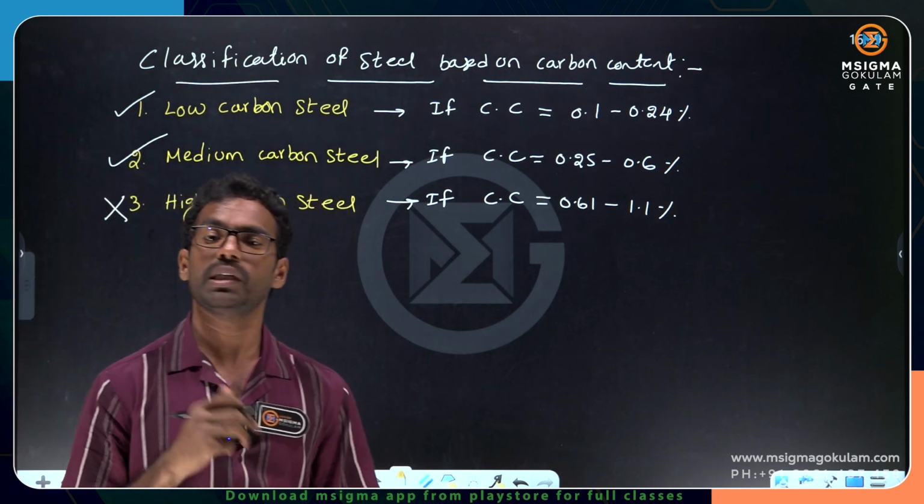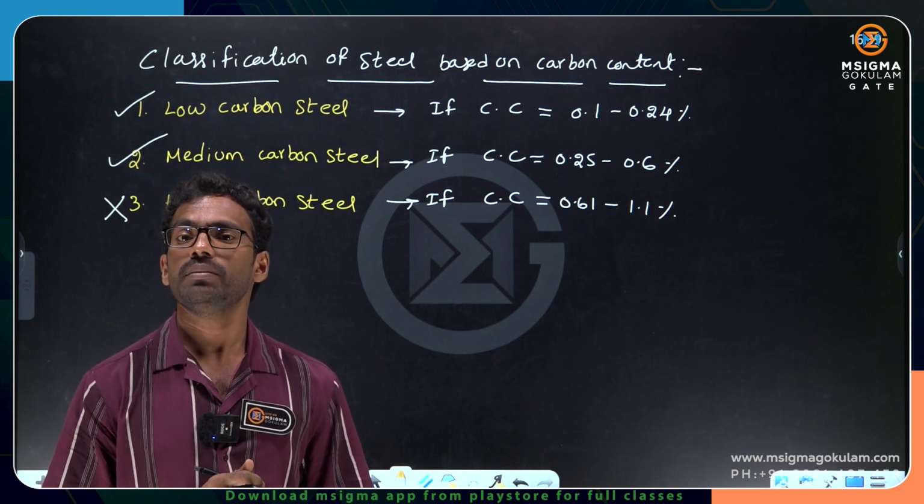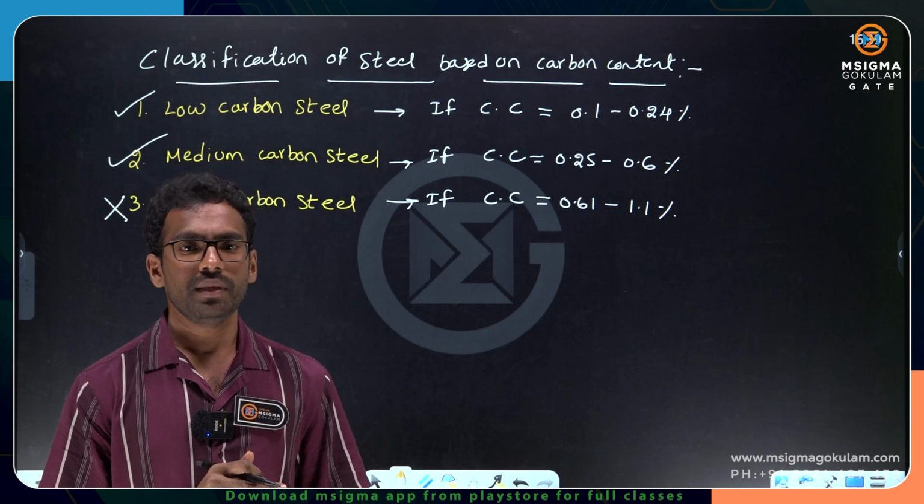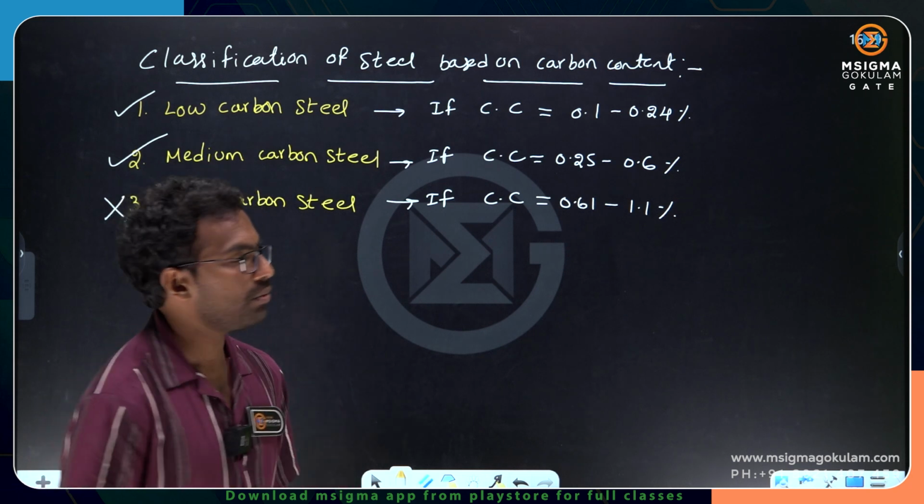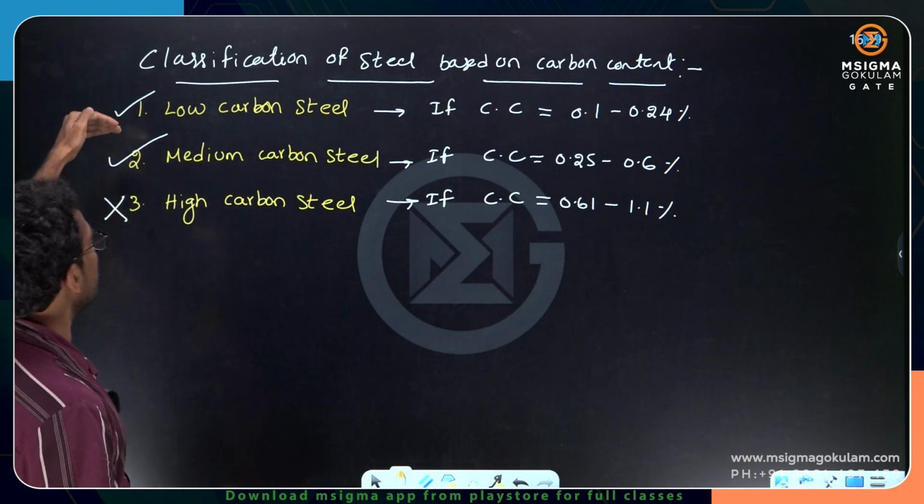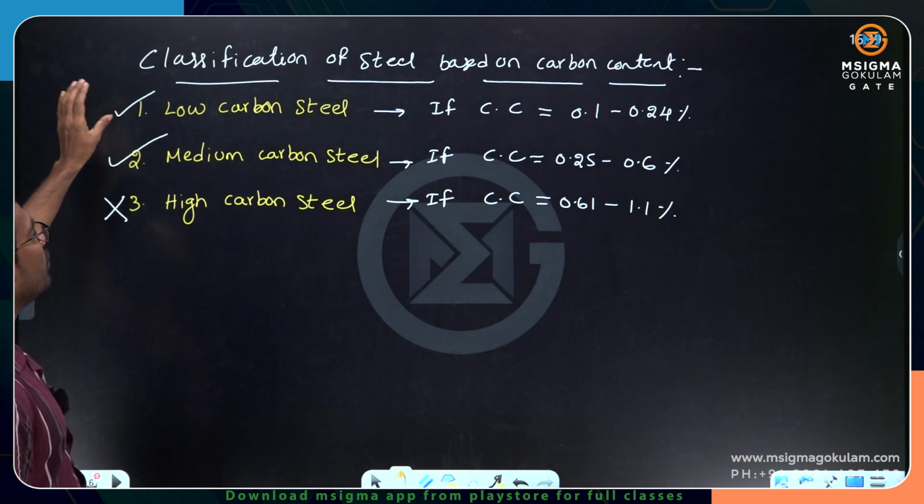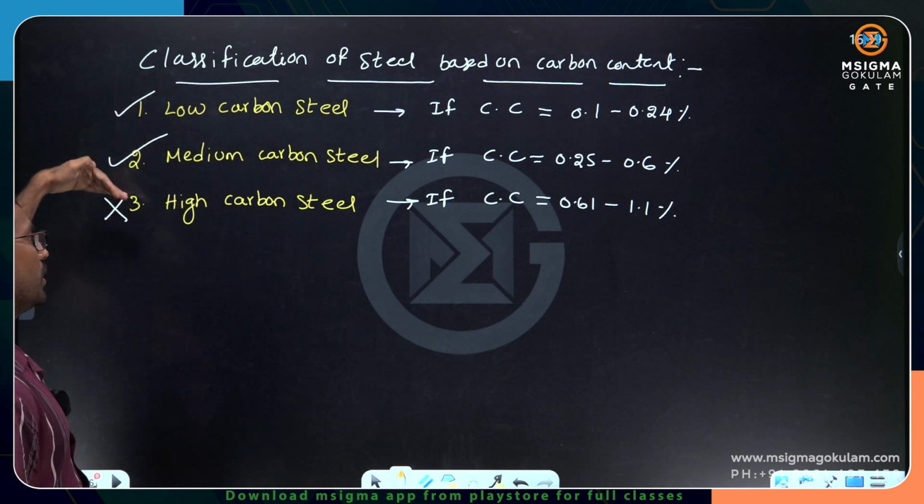Please understand this, because the structure undergoes a brittle failure, which we never expect, being civil engineers. We always prefer ductile failure in the construction of steel structures. Essentially, we go with either low carbon steel or medium carbon steel.